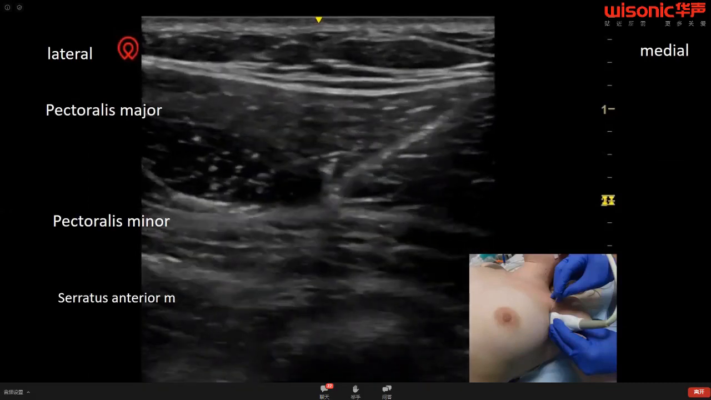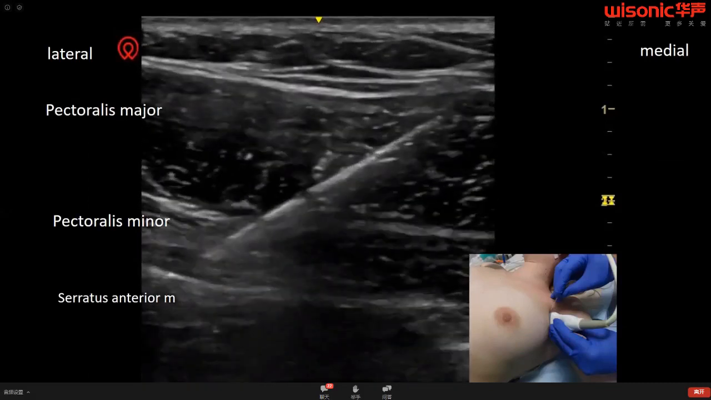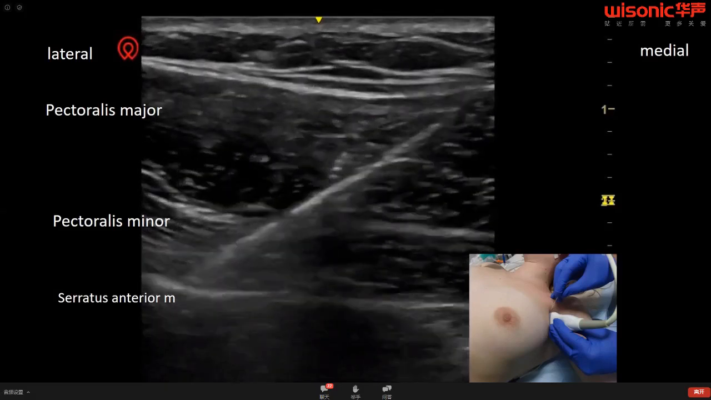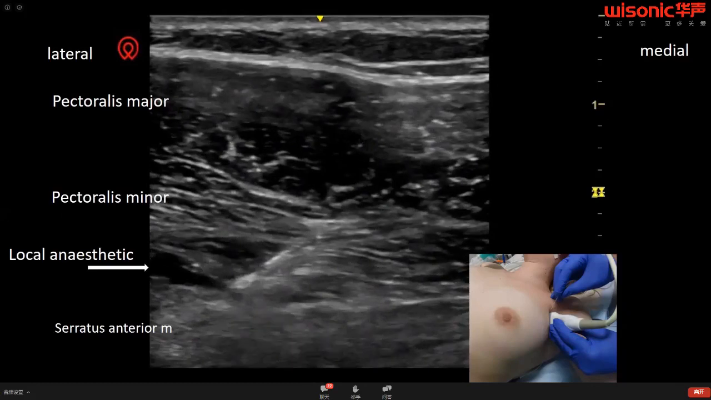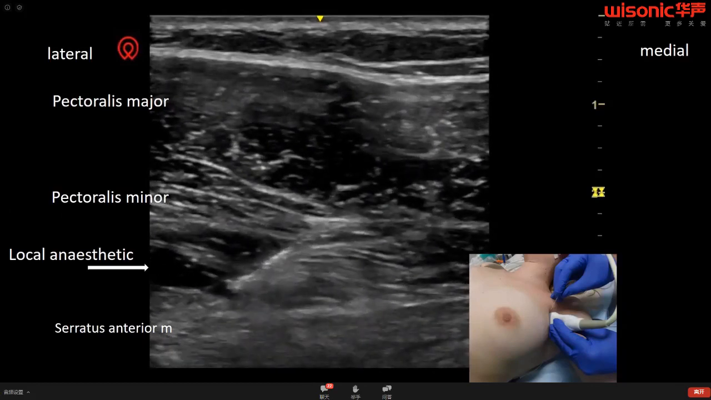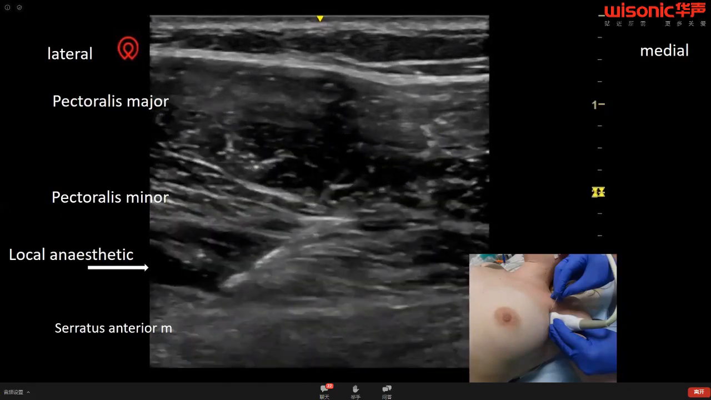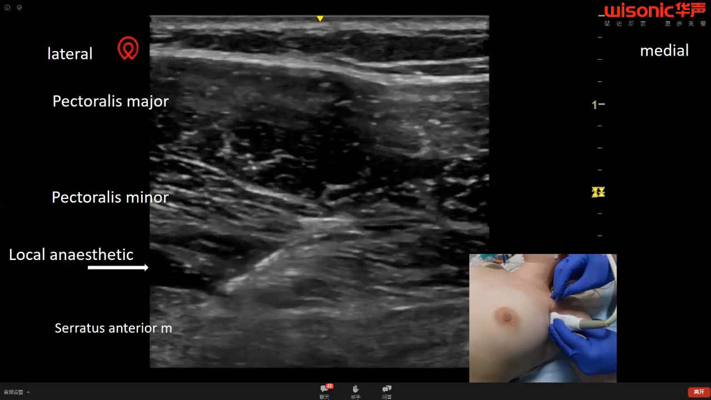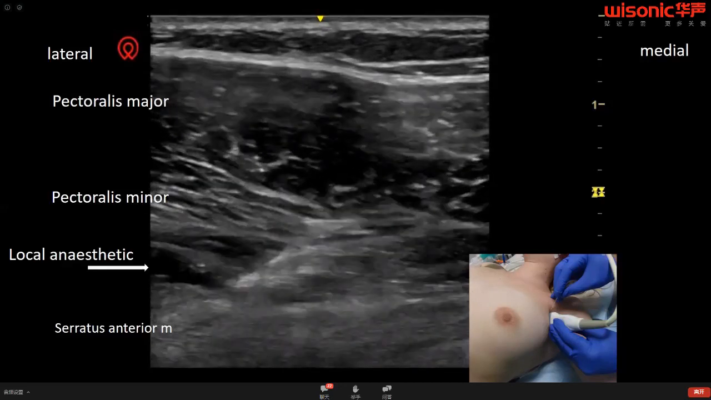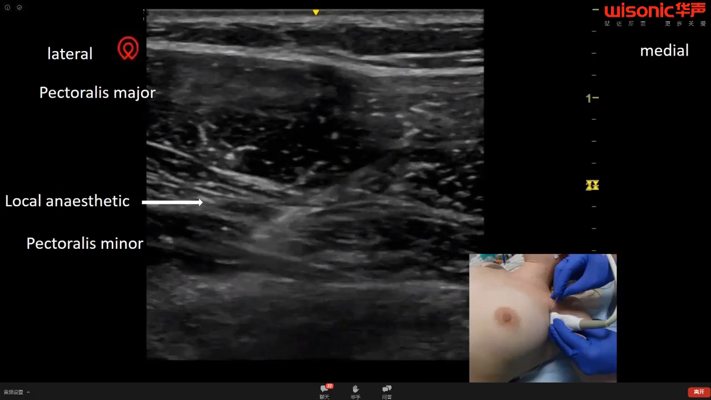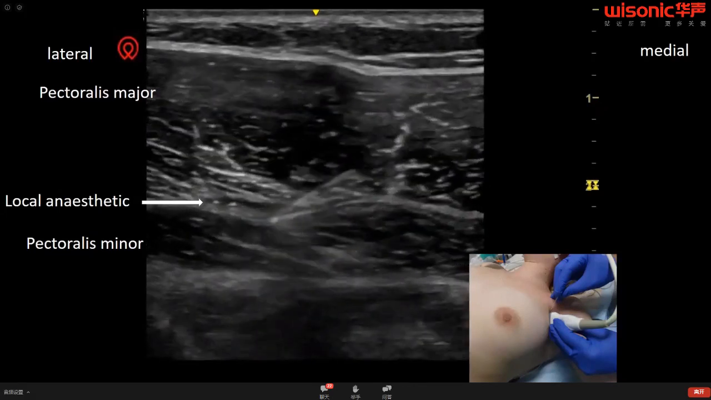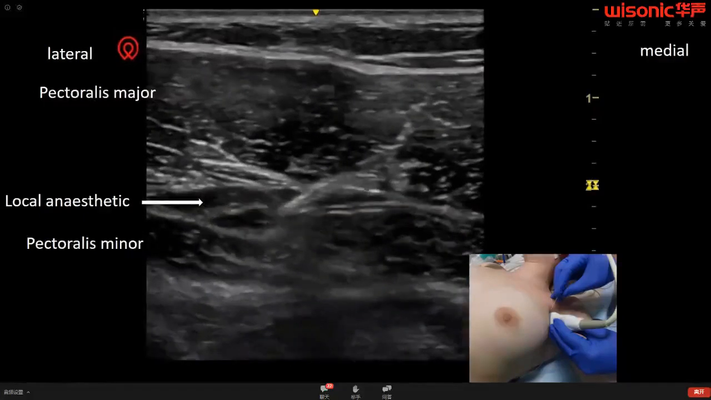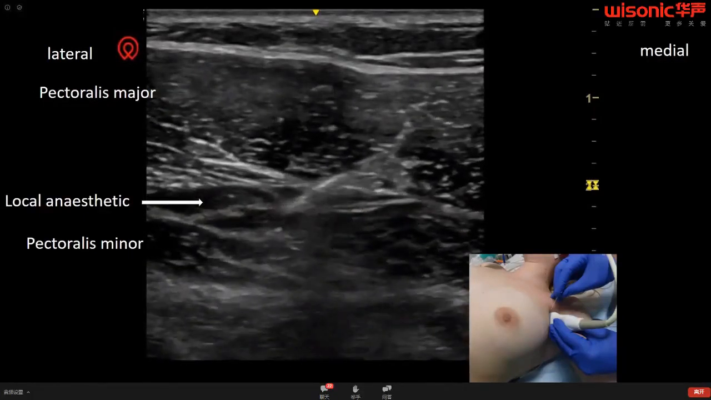The first injection point is below the PEC minor muscle. Now the local anesthetic is ejected in the plane between minor and serratus anterior muscle. The needle is retracted between the minor and major muscle, and this is a so-called PEC 1 block.